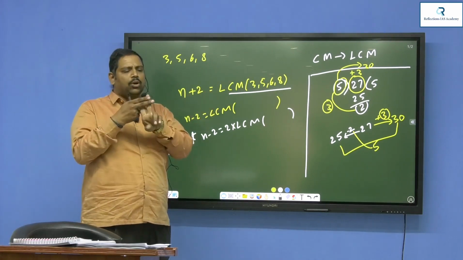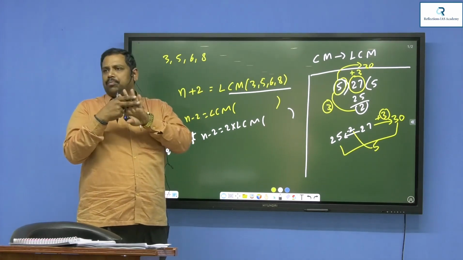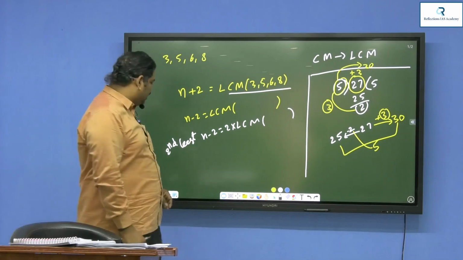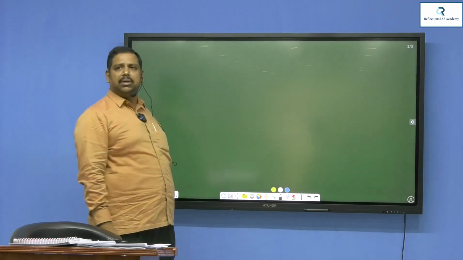Okay, these are the 2 models. With submodels it is 4. The other model that we have to discuss in LCM and HCF.